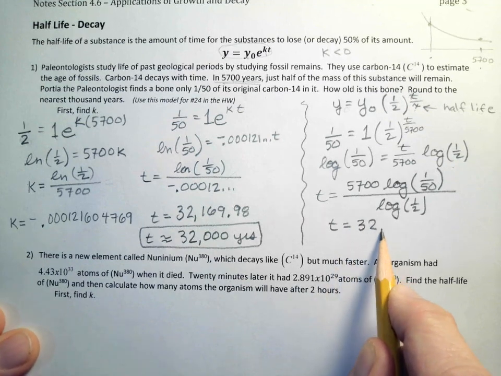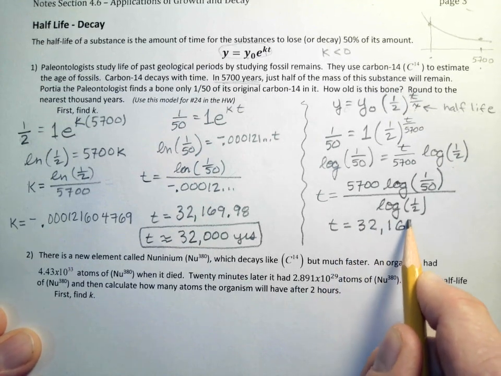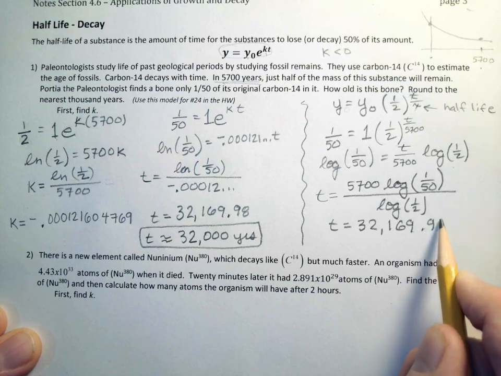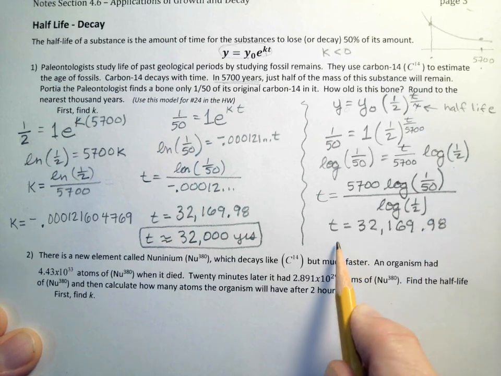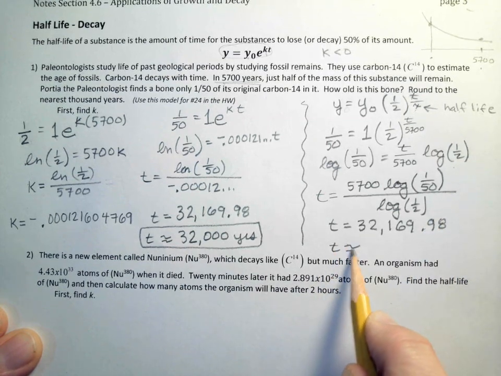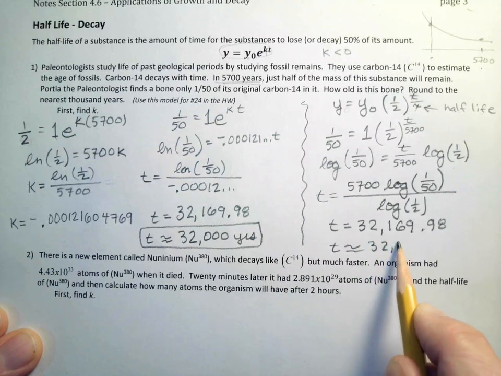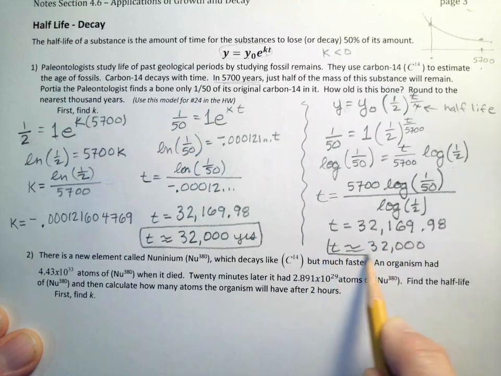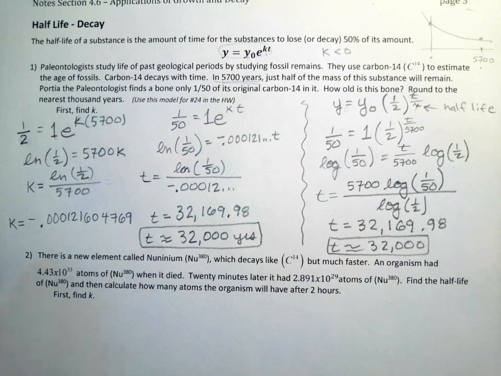I got 32,169.98 years, which is the same as what we got before. So approximately 32,000 years if we're rounding to the nearest 1,000 years. Okay, so we get the same answer in either case. This one's a little bit nicer.